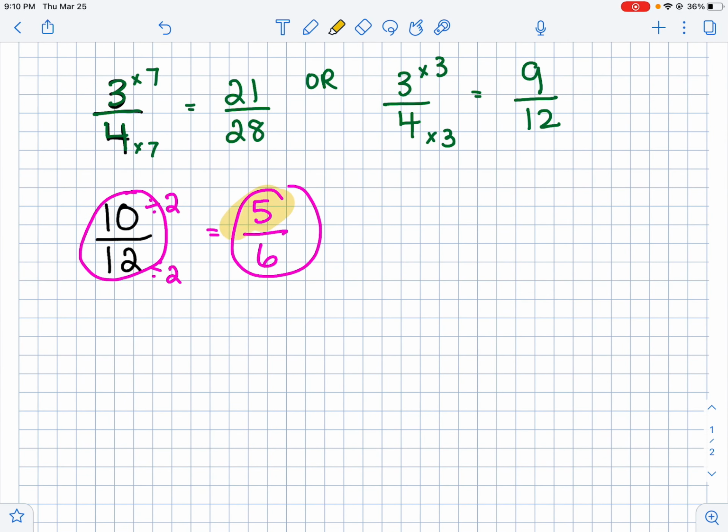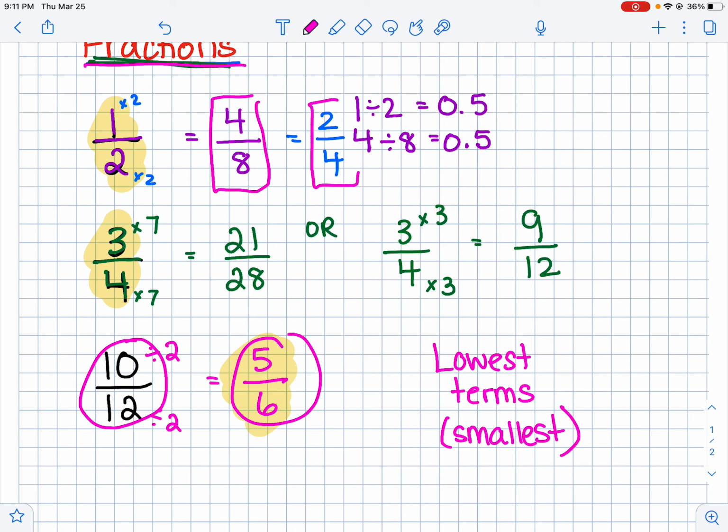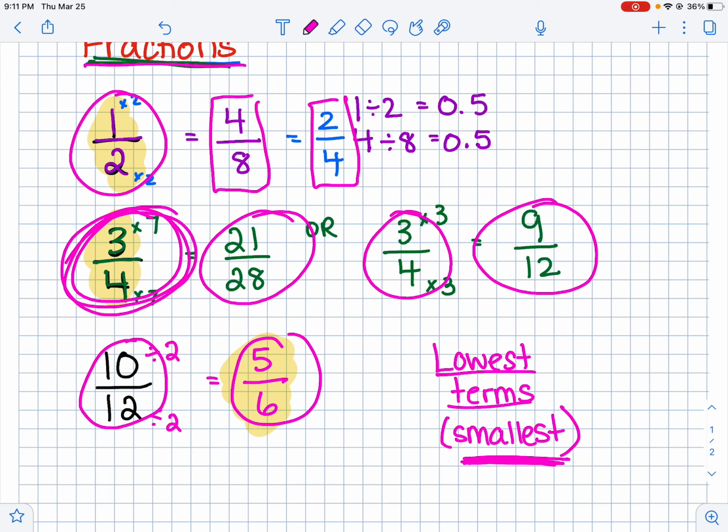Certain fractions, like 5 over 6, 3 over 4, 1 over 2, those are fractions that are in lowest terms. It's like they're the smallest equivalent fraction. So this one's bigger and bigger, but this one is the smallest. If you look at this one, this one, this one, this one, 3 over 4 is the smallest. So we say that they're in lowest terms.